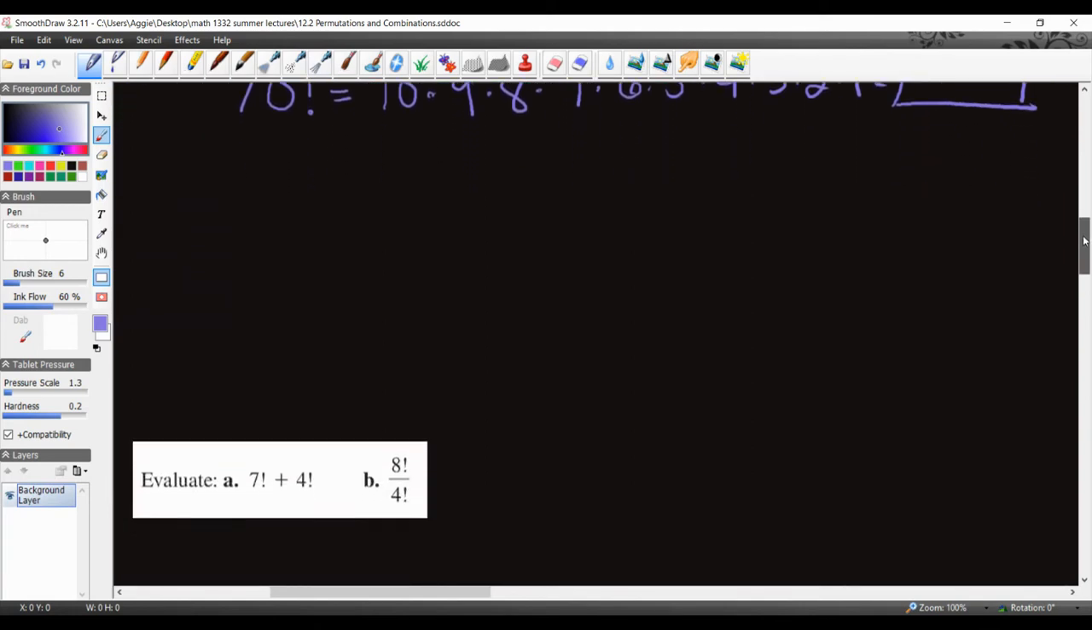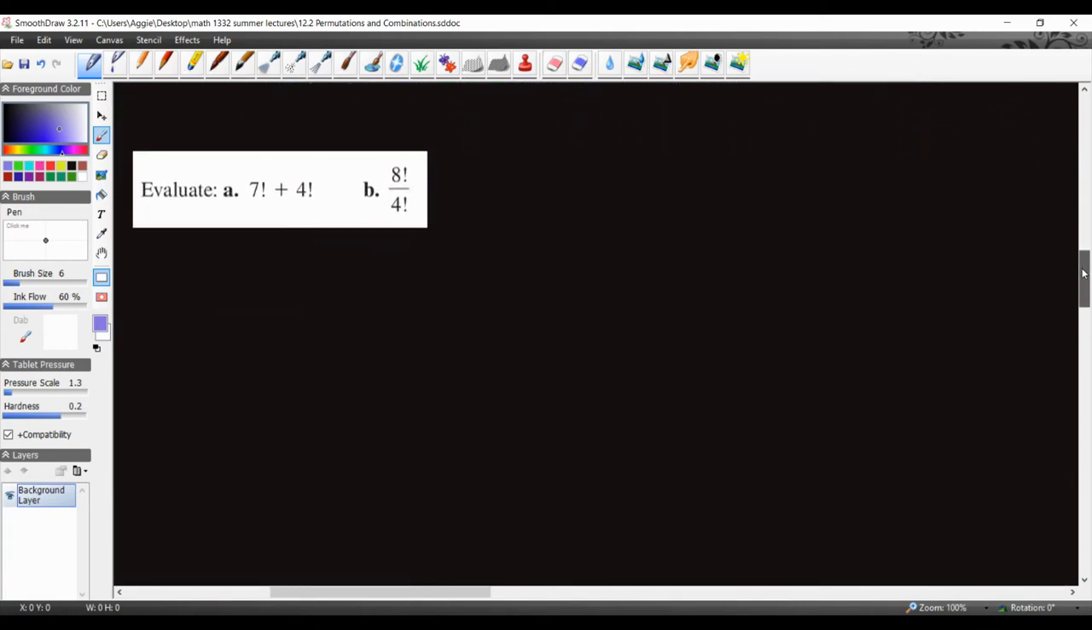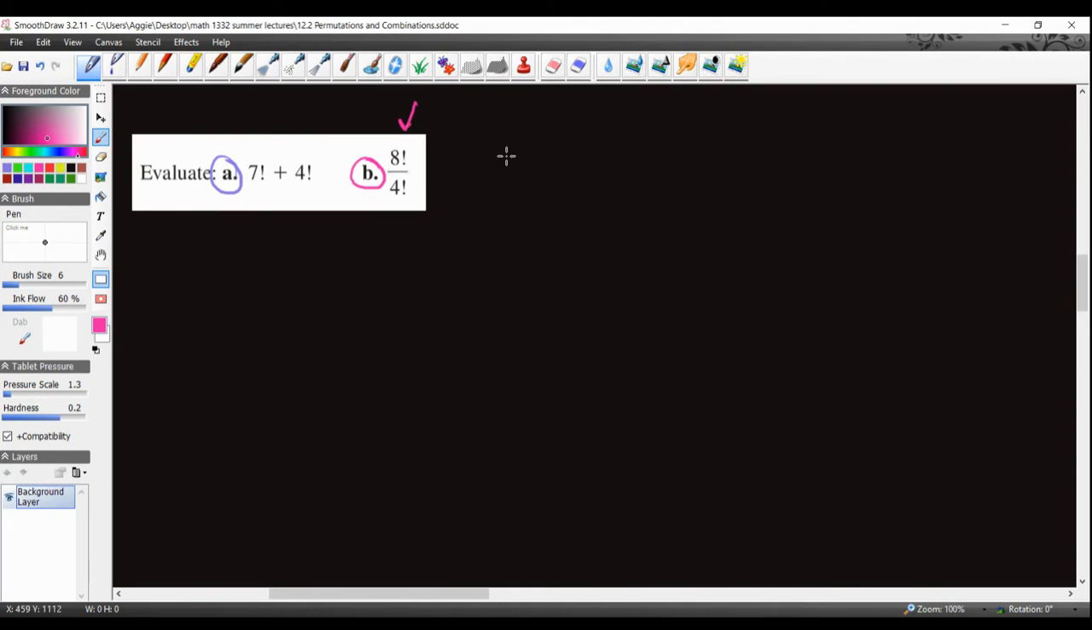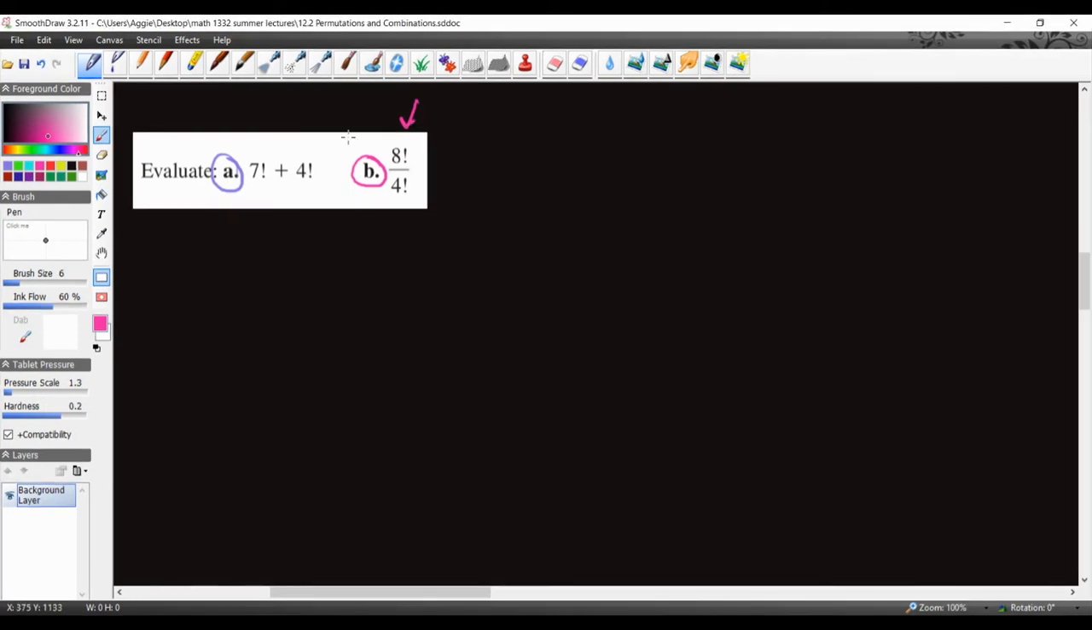Now let's look at some examples where we have actual operations. Here we have evaluate A, 7 factorial plus 4 factorial, and B, 8 factorial divided by 4 factorial. B is the one I want to focus more on, because you're going to see a lot of similar items to this when it comes to permutations. But let's look at A first so you can see how it works.